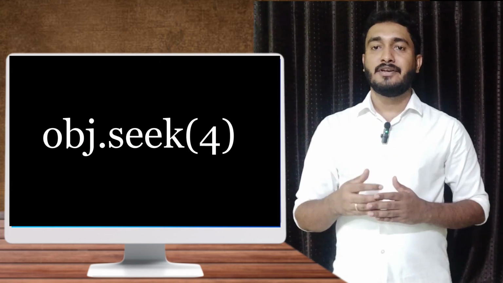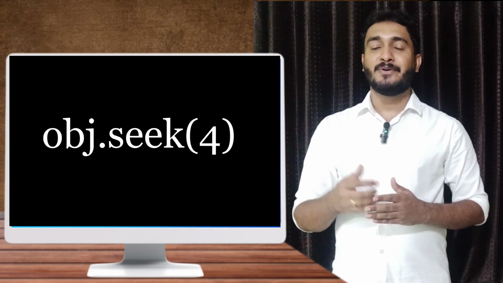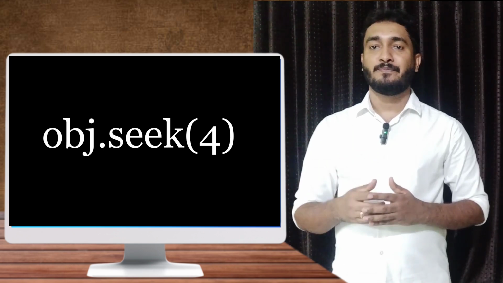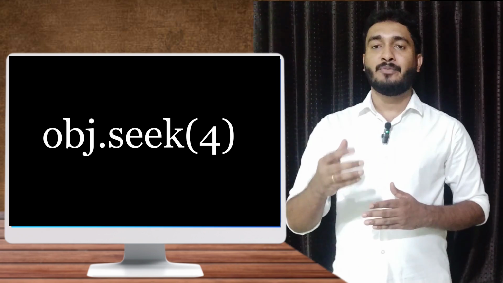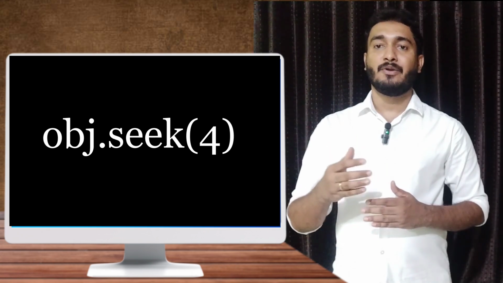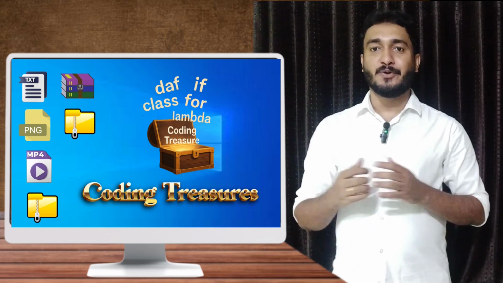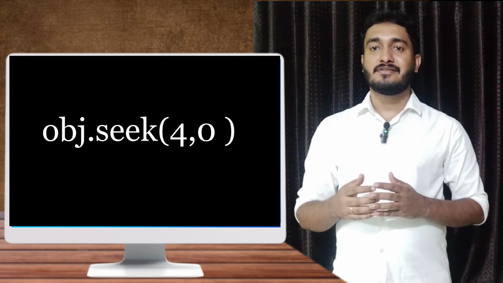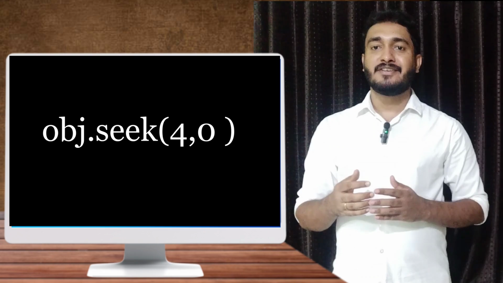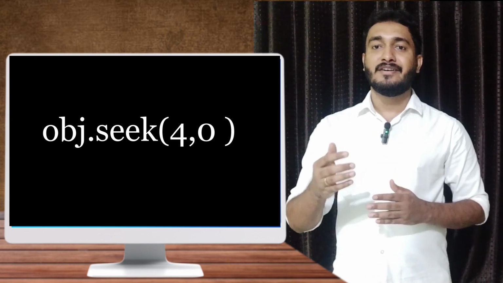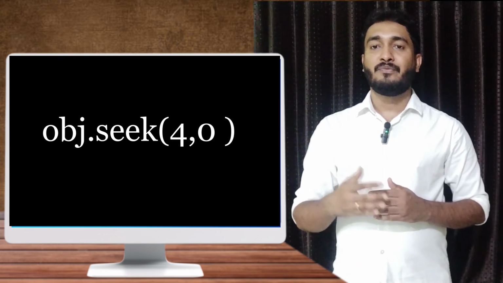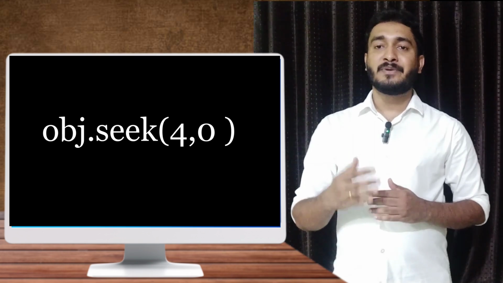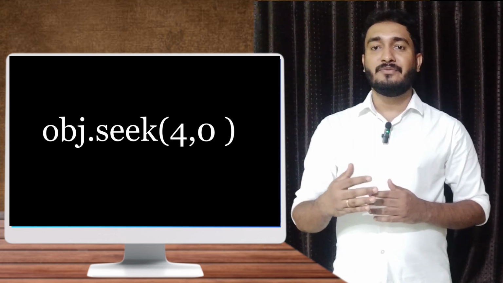So look at the code. We can write obj.seek(4). So we are using the seek method to move the file pointer to a specified location. Shall we rewrite the same code? We can write it as obj.seek(4, 0). The 4 is the number of bytes to be moved by the file pointer and 0 represents the beginning of the file.